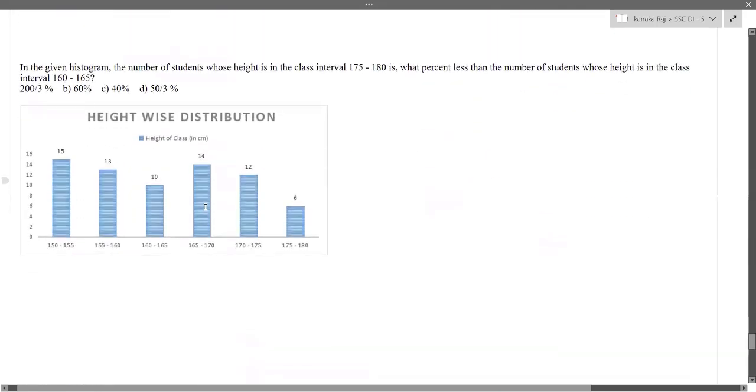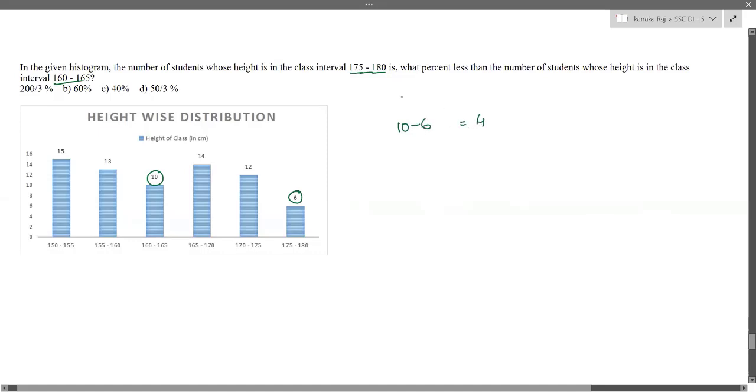So let's move on to the next question. What are they asking? In the given histogram, the number of students whose height is in the class interval 175 to 180. So how many students are there? There are totally 6 students whose height is between 175 to 180. This is what percent less than the number of students whose height is in the class 160 to 165? There are totally 10 people. So the difference is 10 minus 6, which is nothing but 4.